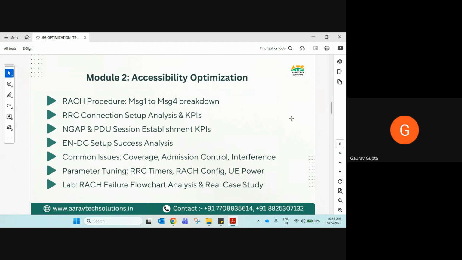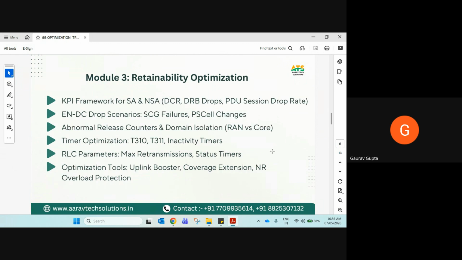And what is the phase of the KPI after doing the soft parameter optimization. Those all will be conveyed with the help of KPI trends. So this will be our module 2 of accessibility optimization. After finishing up the accessibility optimization, that is module 2, we will head towards our module 3, that will be retainability optimization.